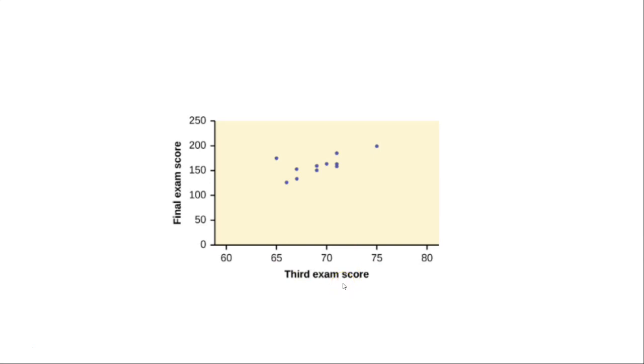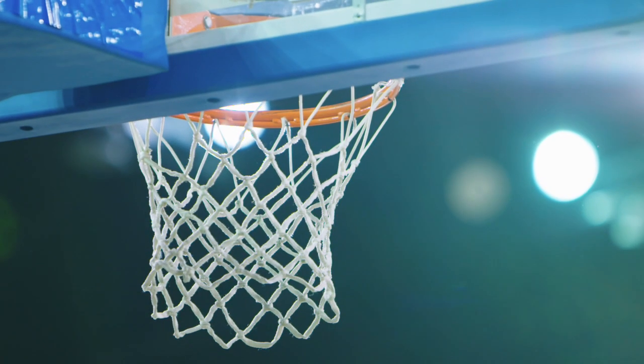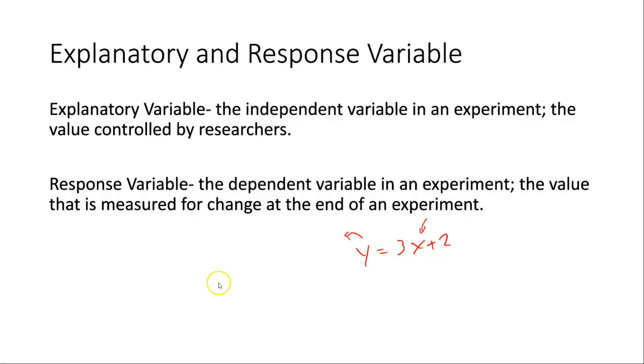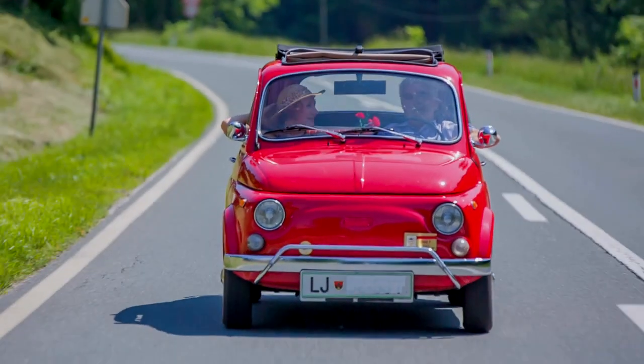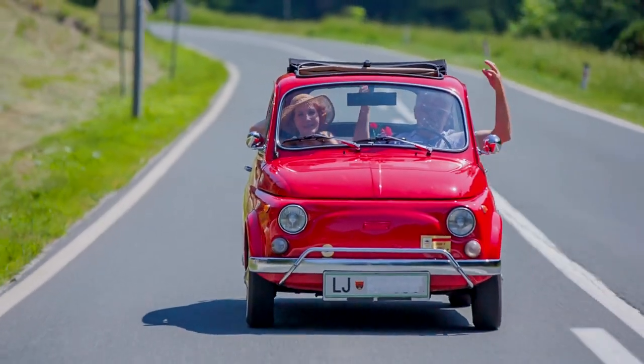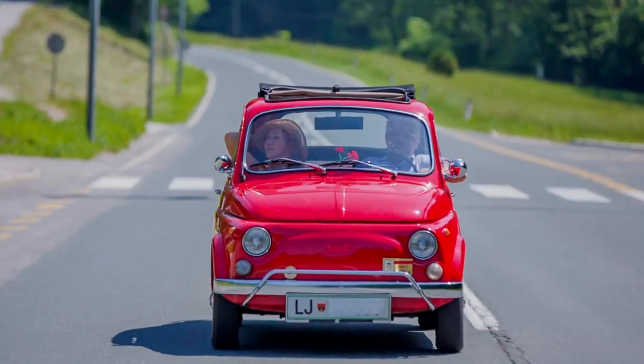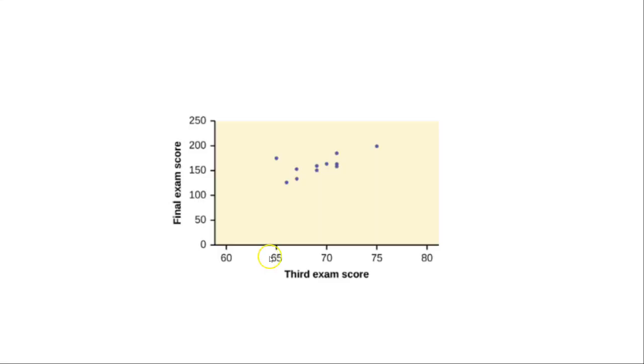They get better than this, but you can make the argument that how you did on the third test may play a role in how you did on the final exam. Other examples might be, does the height of a basketball player influence their free throw shooting percentage? Does the weight of a car explain its gas mileage? Clearly, you'd think that the weight is explaining how well a car does with its gas mileage. So if you've got an explainer, you're going to put it along the x-axis, and then you put your responder as the y.